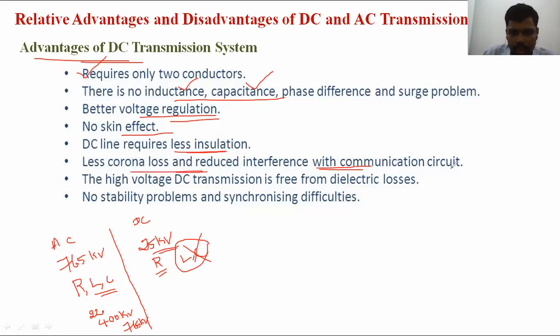And one more thing, at high voltage, it is not affected by dielectric losses. That is, there is no insulation problem. And the synchronization is also very, very easy.